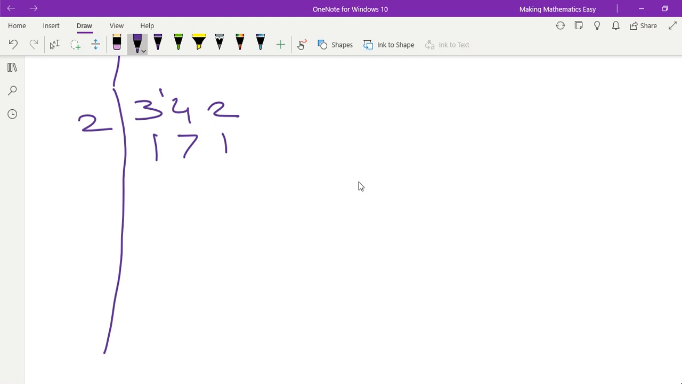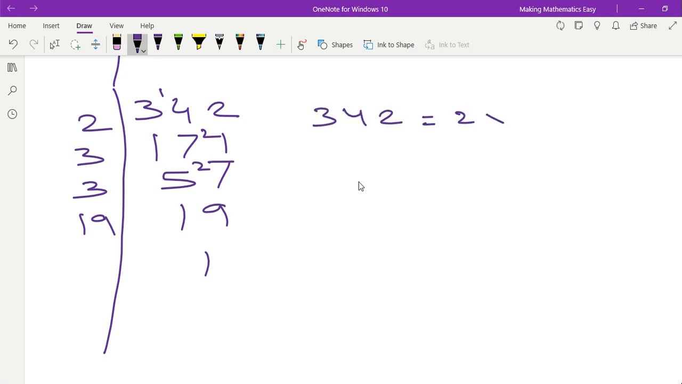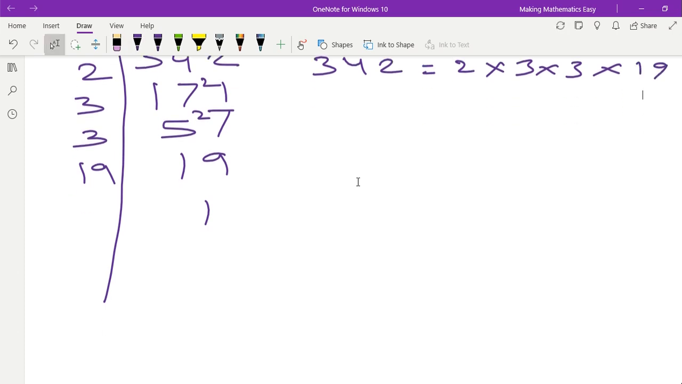This will be divisible by 3. So 3 5s are 15. So 2 will be carried. 3 7s are 21. Now this is again divisible by 3. 3 1s are 3, 3 9s are 27. And then 19 is a prime number. So it will be 19 into 1. So this is 2 into 3 into 3 into 19.